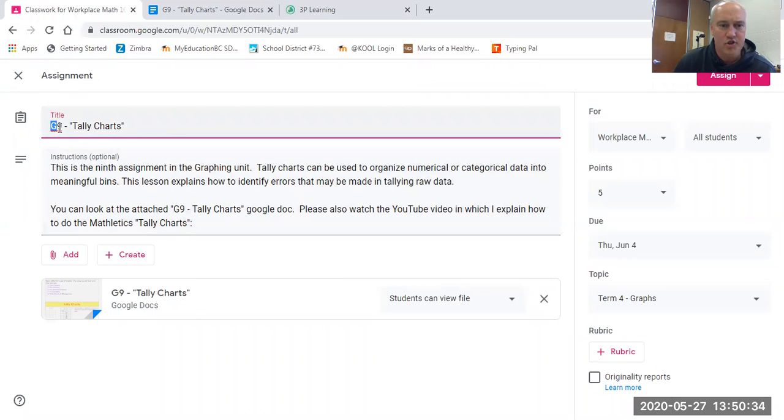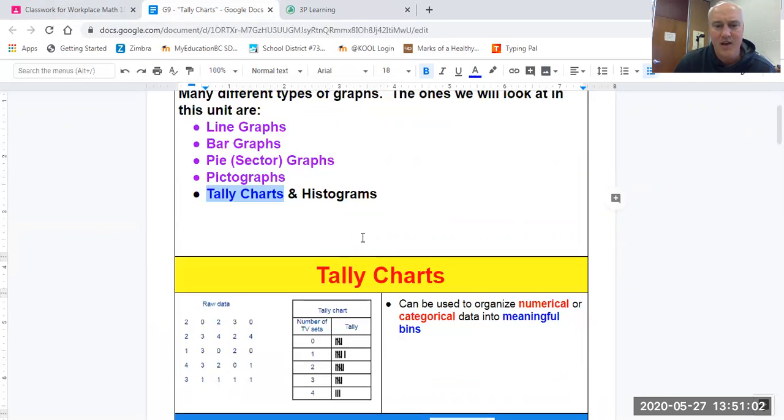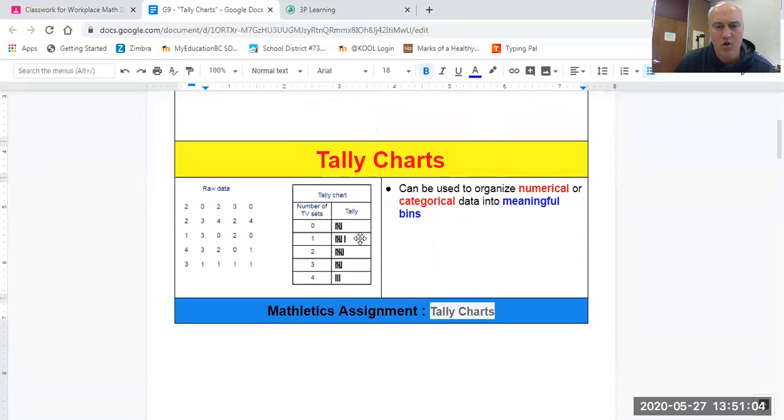This is going to be called G9, and the Mathletics assignment is called tally charts. So let's take a look at this. As we've already gone through, we have been discussing line graphs, bar graphs, and pie graphs, and last lesson we discussed very quickly pictographs. And today we are going to be looking at tally charts. We just really have one more section after this, which is the histograms, which goes hand in hand with the tally charts. So what is a tally chart?